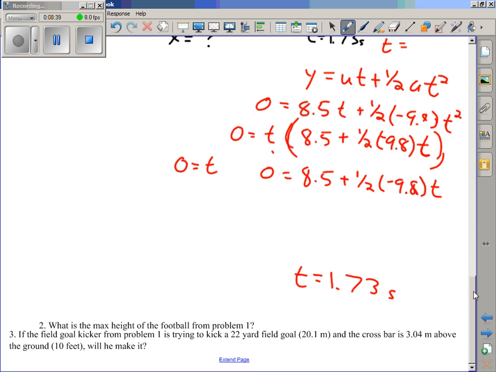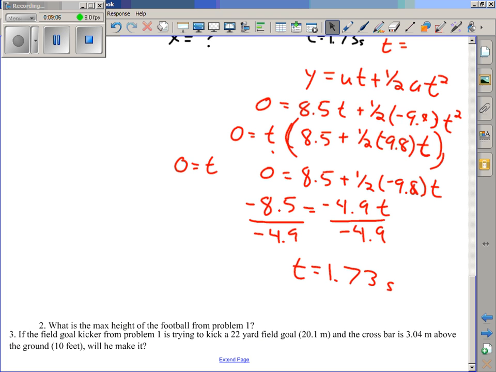Move 8.5 to the other side. Negative 8.5 equals 1 half times 9.8, which gives you negative 4.9. Now what? Divide both sides by negative 4.9. T equals... okay, there it is, 1.73. So there's our two times.